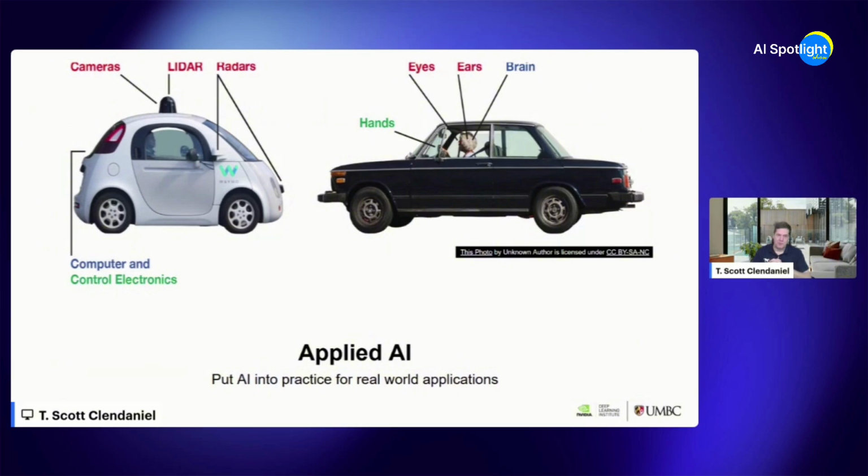Now, on the left-hand side, we've got an example of a Waymo, which is an autonomous vehicle that's used for taxis. And it's all computer. So you've got cameras, LiDAR, radar, and we've got computers and control electronics. If we've got a human being driving the car on the right-hand side, we've got eyes, we've got our brain, we've got hands, we've got our ears, we listen to the sound.